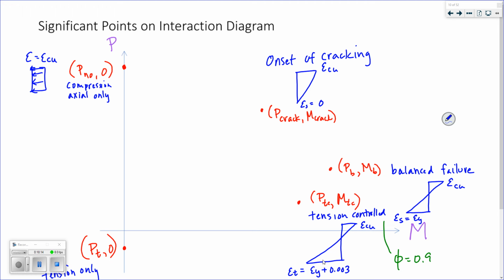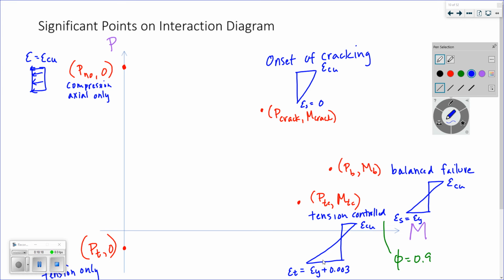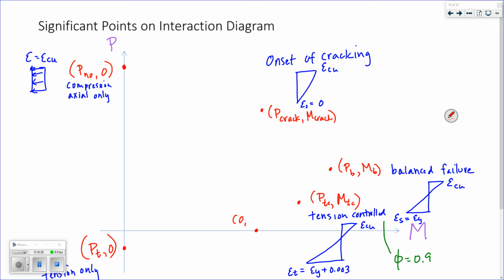So I have 5: 1, 2, 3, 4, 5. You might notice the one I don't have is on my x-axis. I'm going to put it right here. This is my 0, MNO.